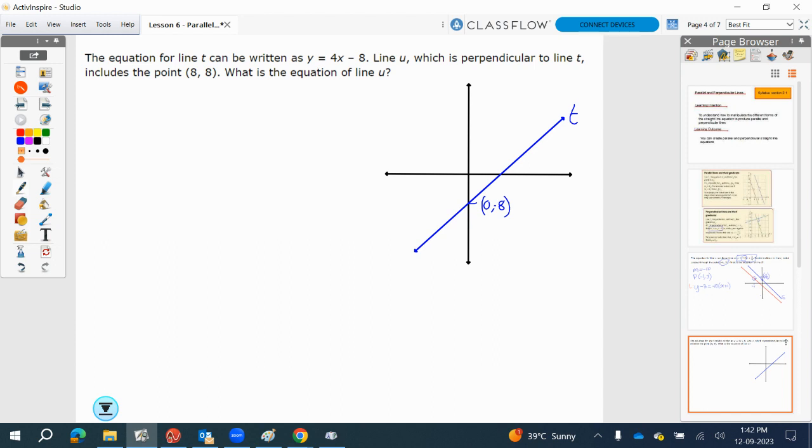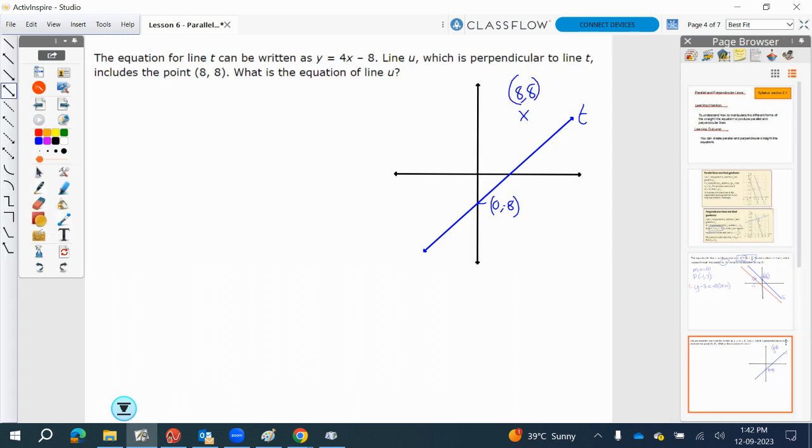The point 8, 8. Let's put it up here maybe. Here is 8, 8. Our second line is going to be perpendicular to that. So it's going to look like this, perpendicular. They're at 90 degrees to each other.